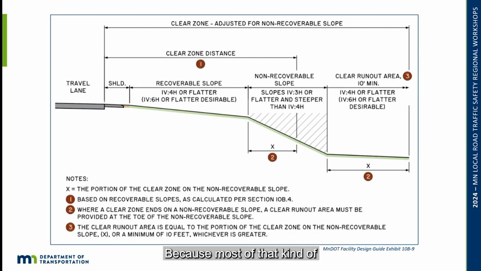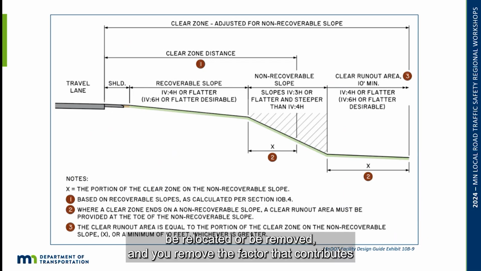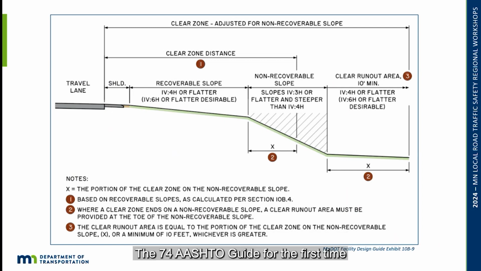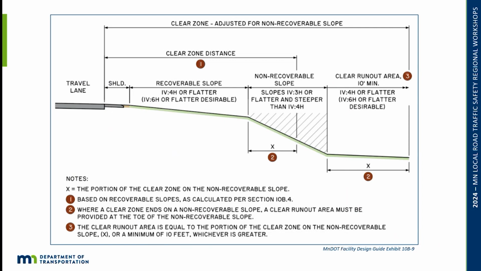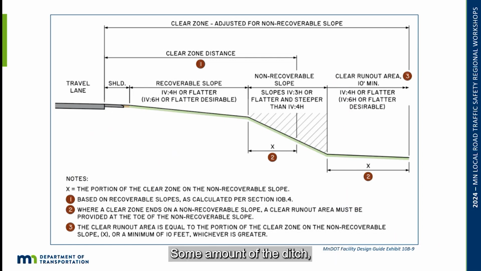because most of those obstacles can either be made breakaway, be relocated, or be removed, and you remove the factor that contributes to so many injuries and fatalities associated with road departure crashes. The 74 AASHTO guide for the first time mentioned something called a clear zone, and suggested a width of 30 feet. So that's again from the road edge: shoulder, the slopes, some amount of the ditch, 30 feet clear.